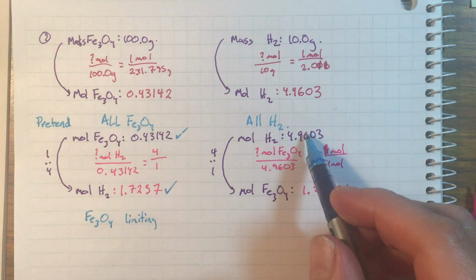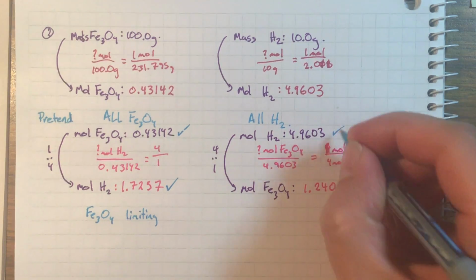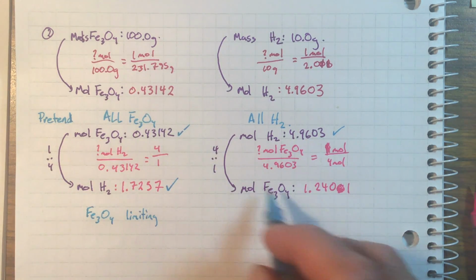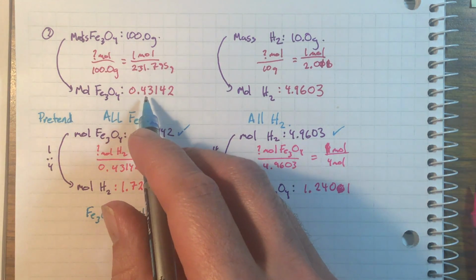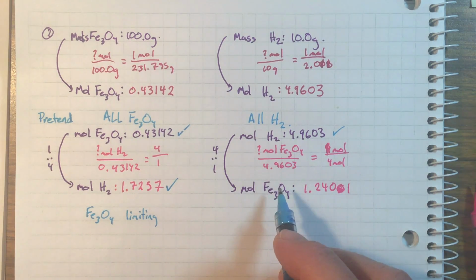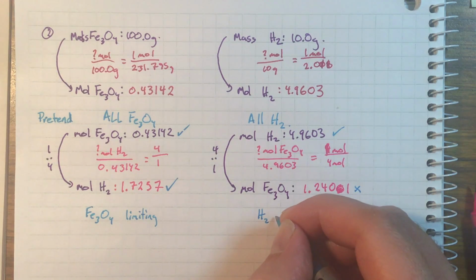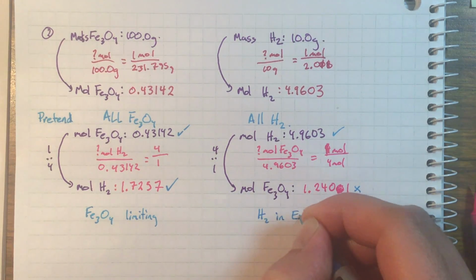Now let's look at this one. Do I have this much hydrogen? Yeah, I've got that much hydrogen. Do I have this much iron? Here's my actual amount. Here's my pretend amount. I do not. I've only got 0.43 in actuality, and I would need 1.24. This doesn't work. So H2 is in excess.